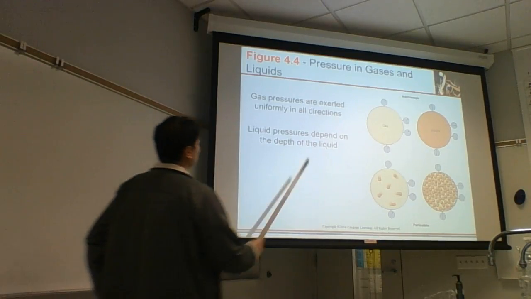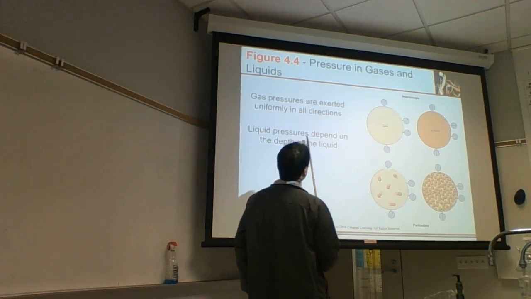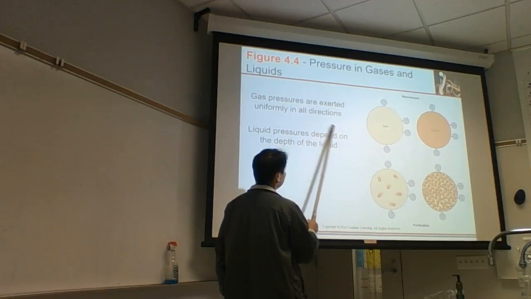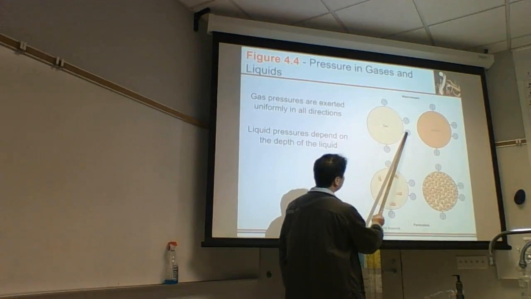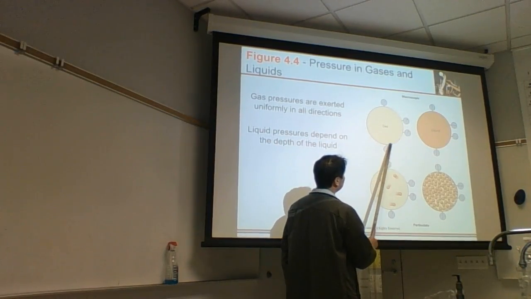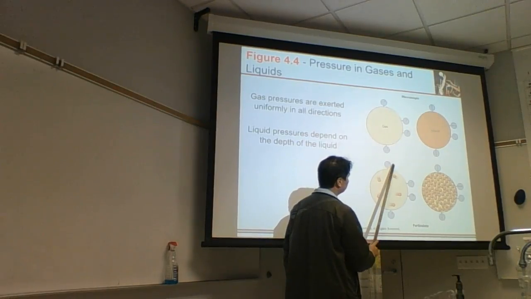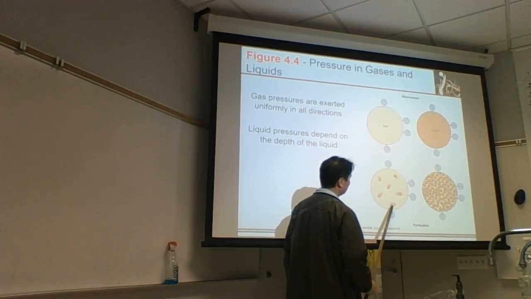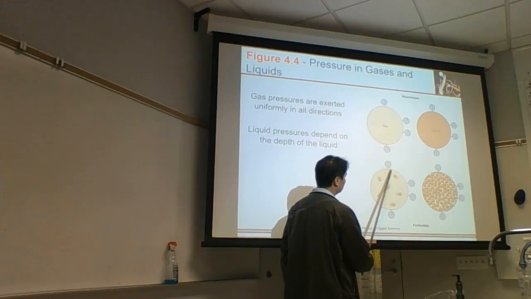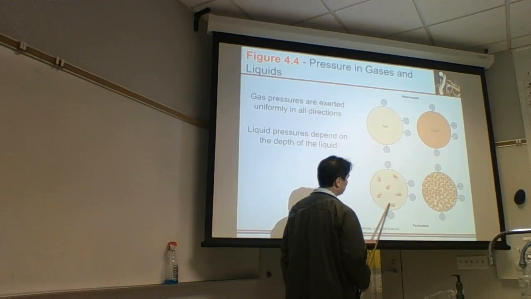When we look at the pressure in gases and liquids, gas pressure is exerted uniformly in all directions. So if we put a pressure gauge at the top of the container, at the bottom of the container, and in the middle, we see no difference. The pressure gauge is reading all the same. This is due to the collisions here. The collisions can be at the top, the sides, or the bottom.